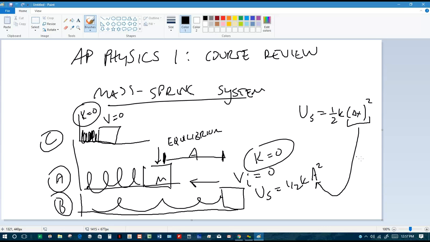And so you can substitute in for delta x just the symbol A for amplitude, recognizing that if this was a 5 centimeter displacement from equilibrium all the way over to the right side, then when it goes all the way to the left side, that would also be 5 centimeters. Amplitude is always symmetrical on both sides of displacement. And so in terms of energy, all of the energy is potential energy over here on the right side.